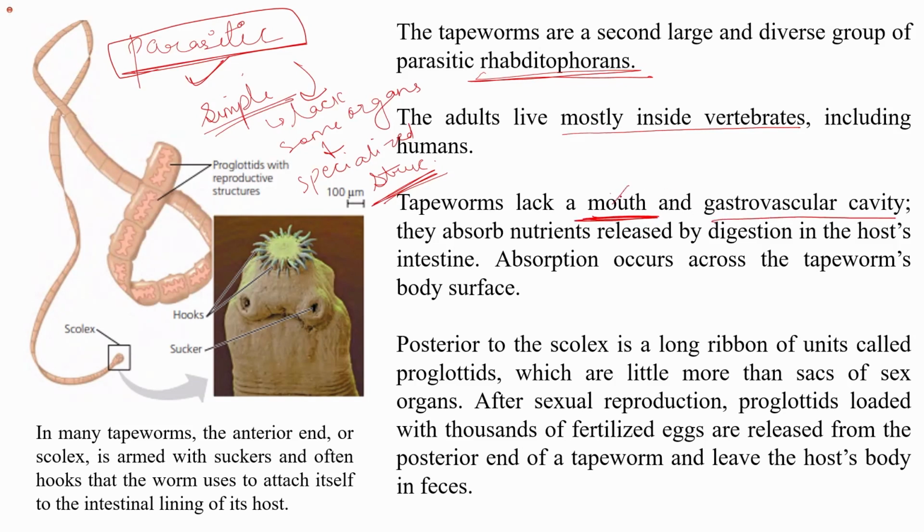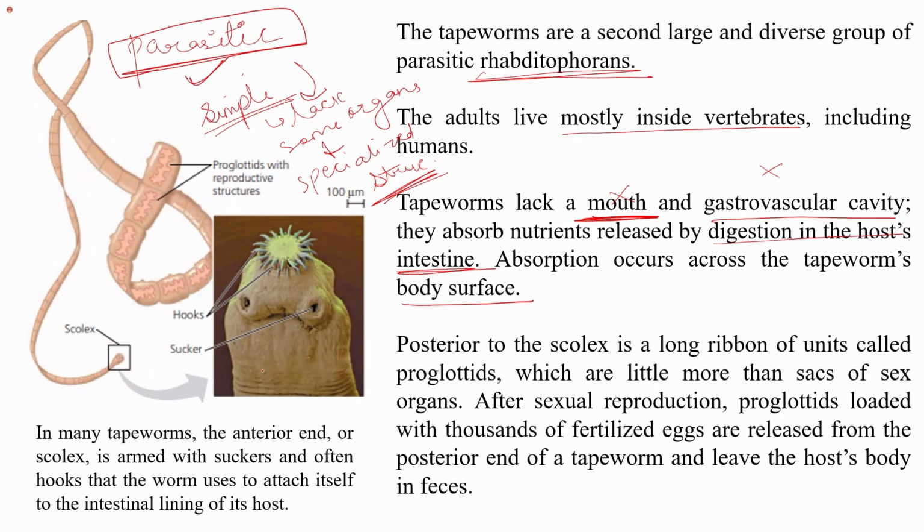So they do not have a mouth or gastrovascular cavity. They absorb nutrients released by the digestion in the host intestine. So they do not perform their own digestion. They just absorb the nutrients which are released by the digestion in the host intestine. Absorption occurs through the tapeworm's body surface, and you can see that this is the structure of a tapeworm.